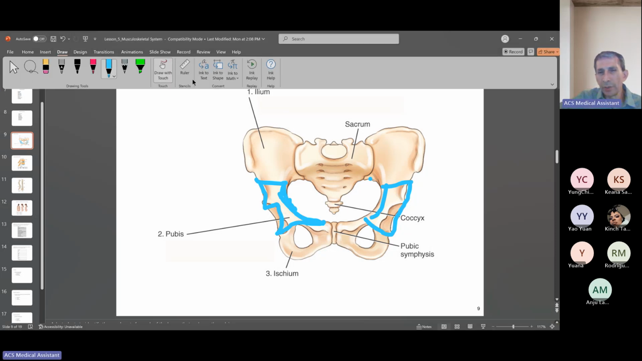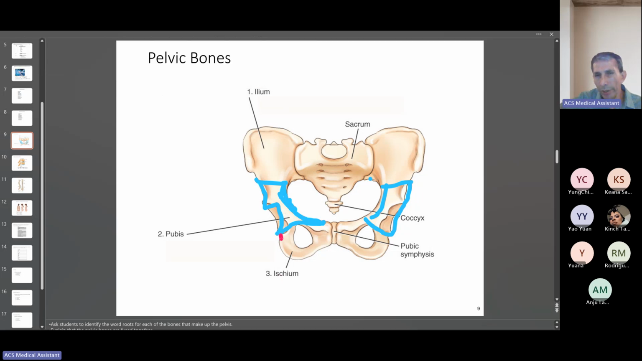Now another bone that we have right here, let's put it in a different color. This is the ischium or ischium. It doesn't matter how you pronounce it, it can be pronounced either way. The ischium, this one that has a little hole in between. So this bone right here is the ischium.